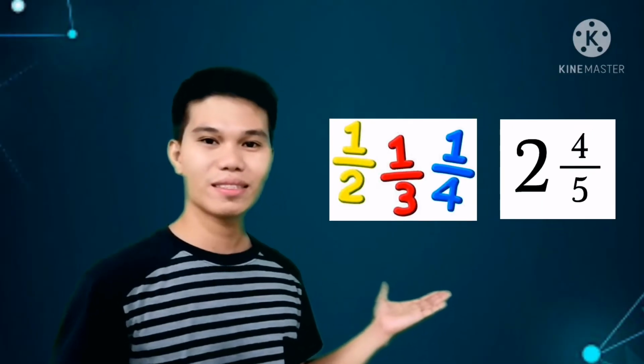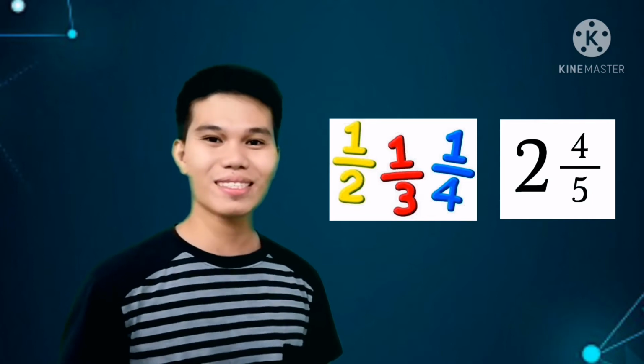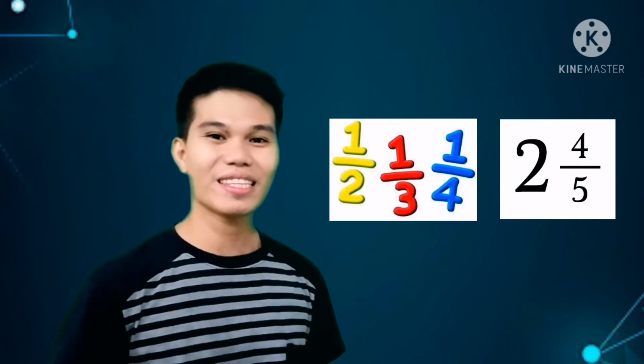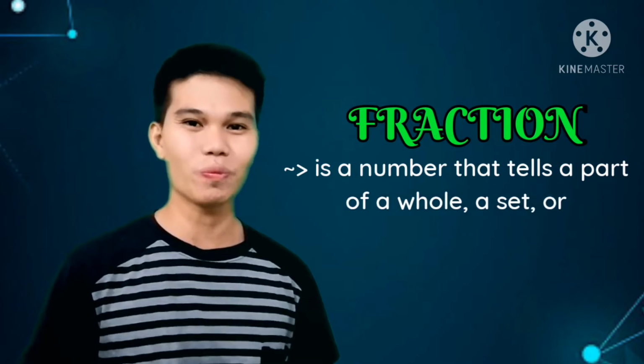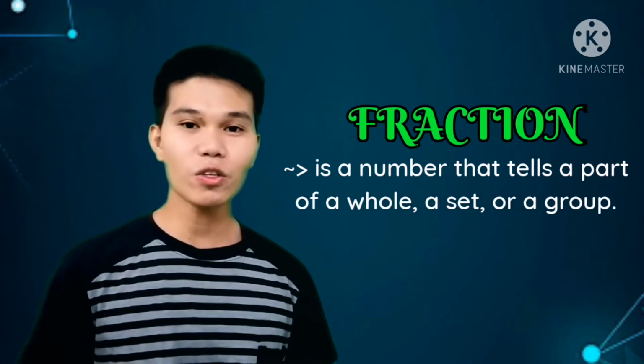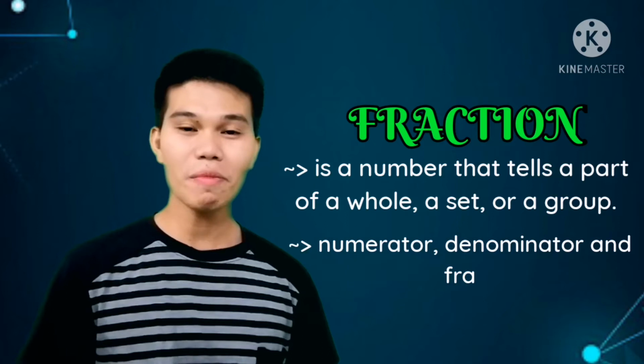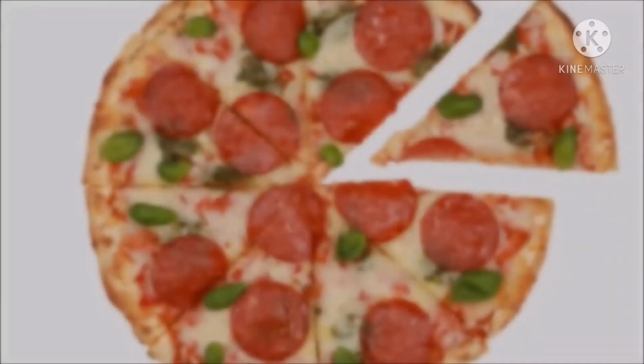Now, try to take a look at these numbers. Do you know these numbers? You're right. These numbers are what we call fractions. A fraction is a number that tells a part of a whole, a set, or a group. Fractions are also made up of a numerator, a denominator, and a fraction mark.